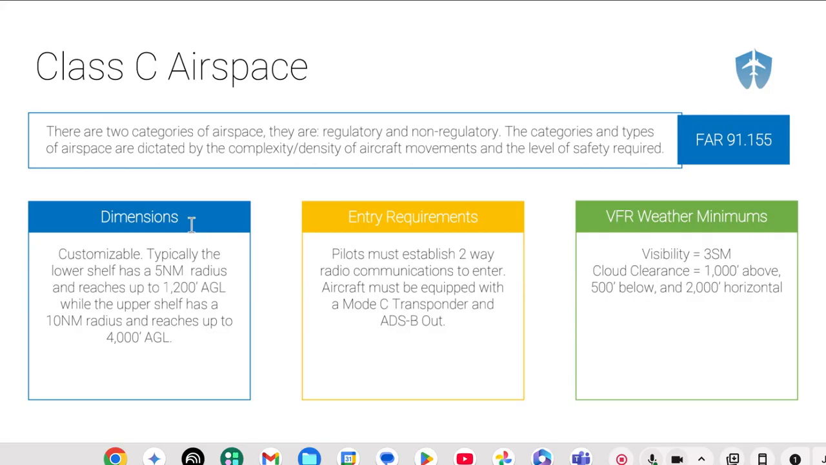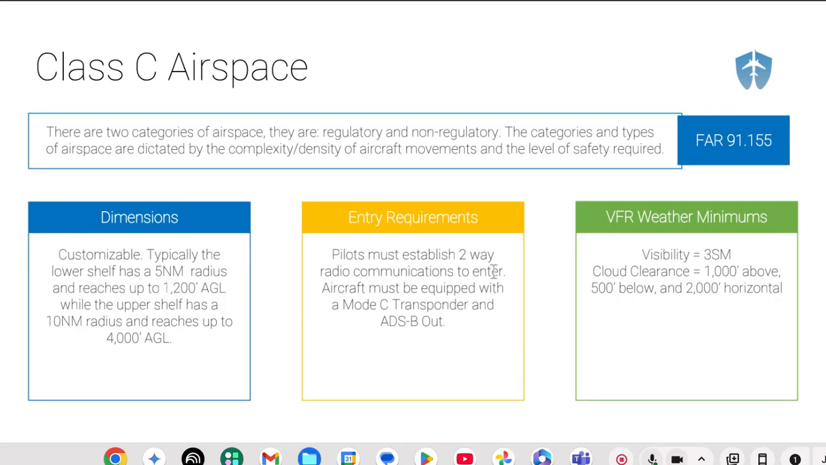The entry requirements are going to be two-way radio comms. So what does that mean? It means you call up tower and you establish comms with them. You must hear back your tail number, so that would be considered established comms with tower. You also must have a mode C transponder, and you must have an ADS-B out.